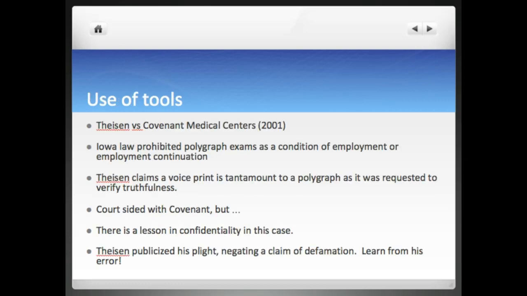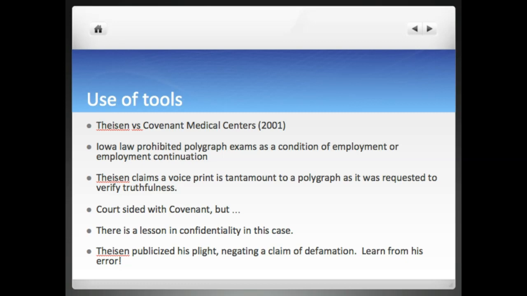So the use of tools case, in this case a voice print, was an Iowa case, 2001, Thiessen versus Covenant Medical Centers. Thiessen, ironically, was the security manager, and someone left an obscene phone call on an answering device at one of the hospital administrator's offices. She listened to it. She took it to her manager. Both of them agreed it sounded like Thiessen's voice. Thiessen was subsequently asked for a voice print sample so that they could confirm or deny whether it was him.